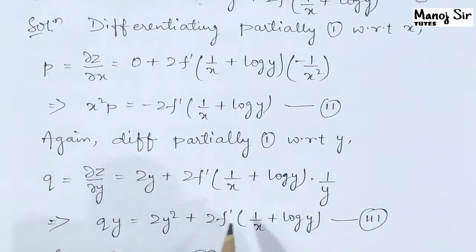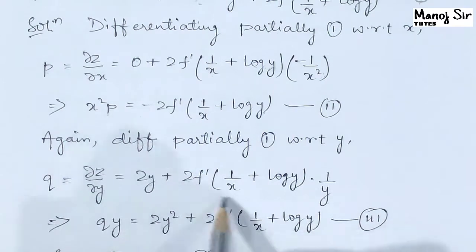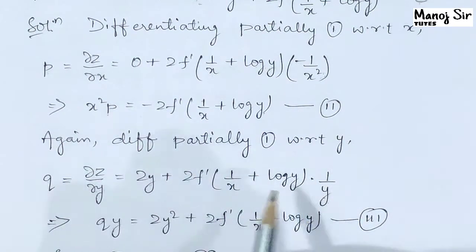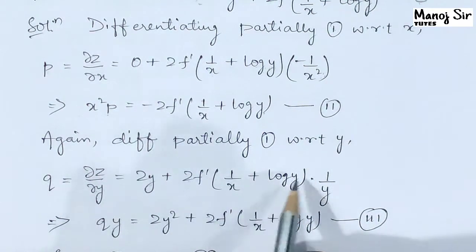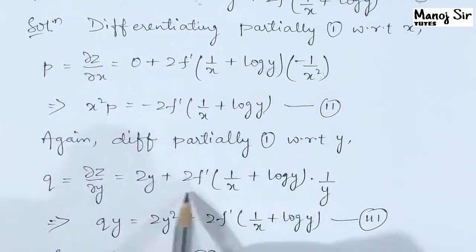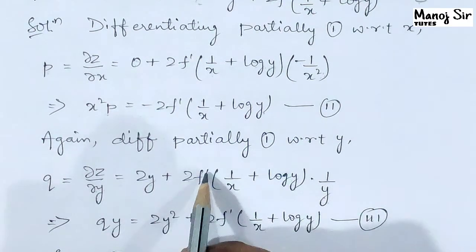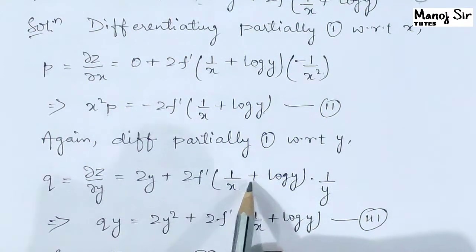In the next step, here we have two terms, that is twice of y is first term and second term is 2 upon y into f dash of 1 upon x plus log y. Now if you take y as an LCM, this will become y square, and this is twice of f dash of 1 upon x plus log y.